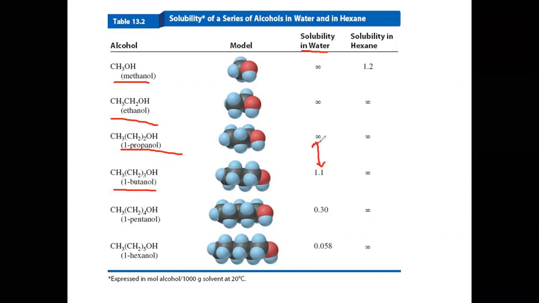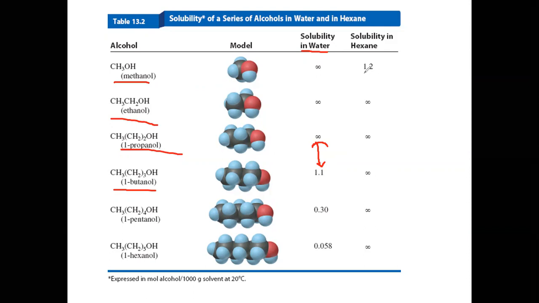Infinity means it's readily soluble. 1.1 means it's only 1.1 moles per 1 kilogram of solvent. It's a very dramatic drop in solubility. So after the 3 carbon chain alcohols, alcohol solubility in water is very poor, and this is because the dispersion forces are becoming more predominant and breaking up the hydrogen bonding on the OH group.